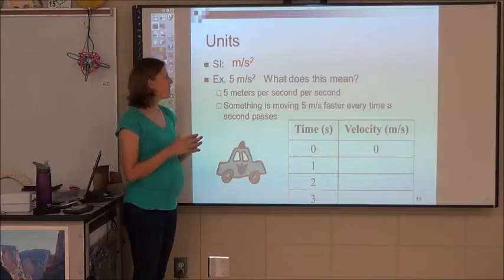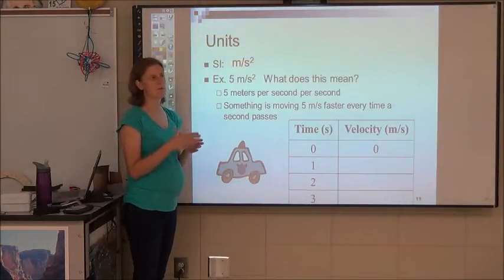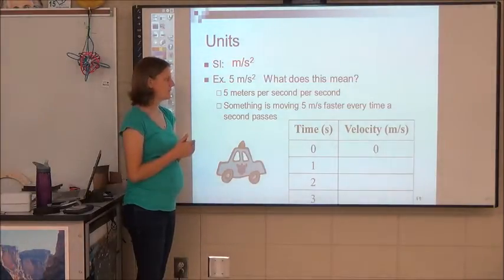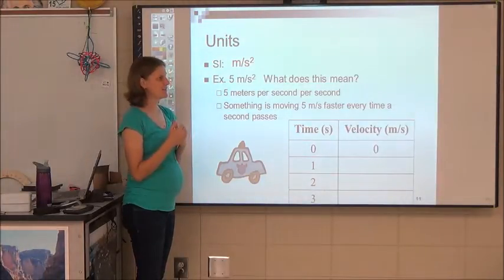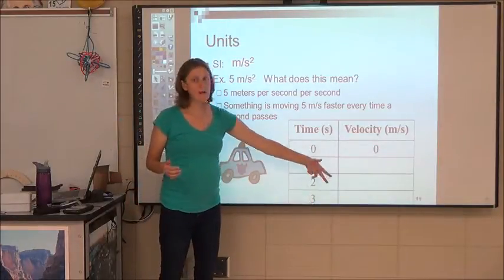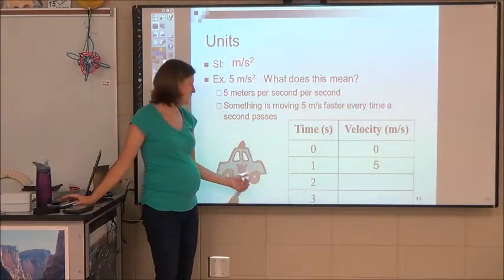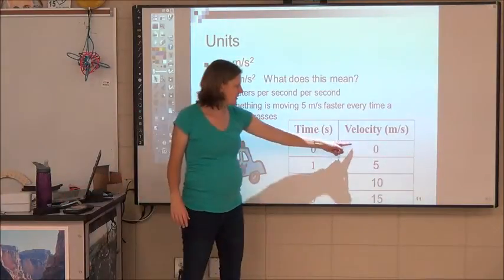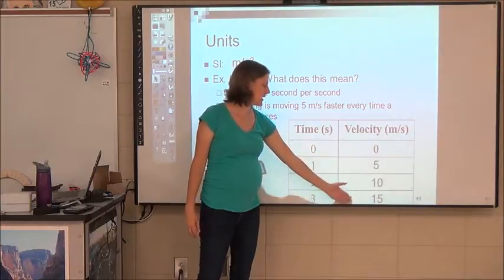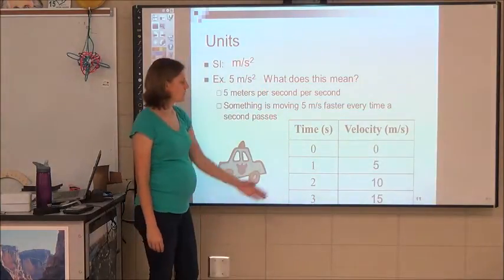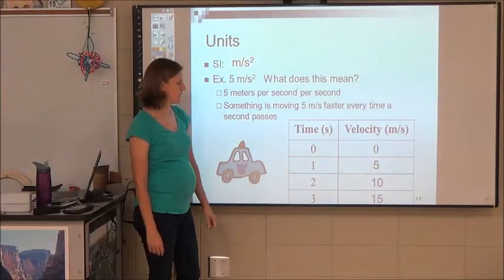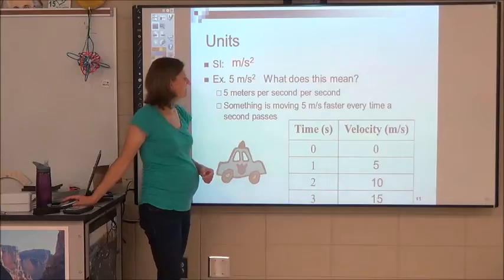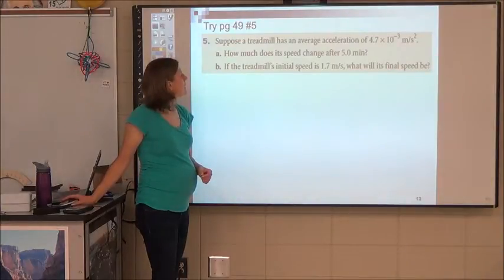So if something's moving at 5 meters per second squared, it's just moving 5 meters per second faster per second. Moving 5 meters per second per second. So every time 1 second passes, this car is going to be going 5 meters per second faster. So velocity is obviously going up. It's going up at a nice, constant, steady rate. Our rate of acceleration is 5 meters per second squared. 5 meters per second per second.